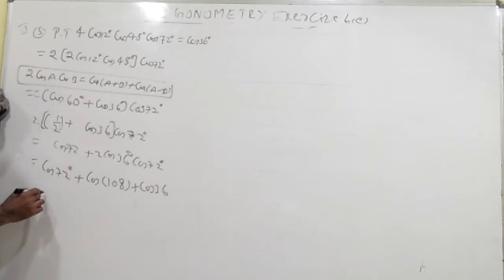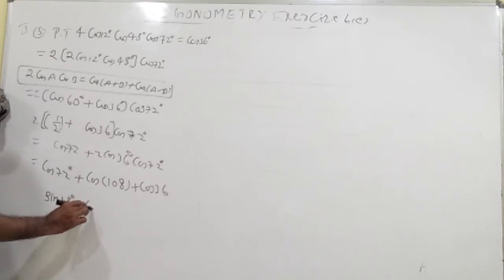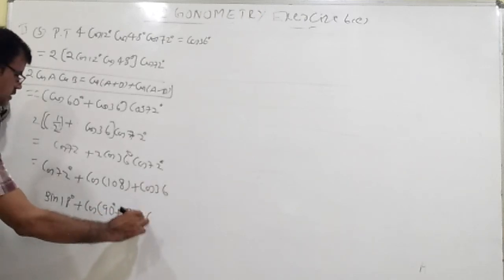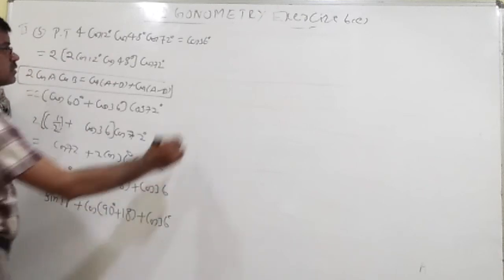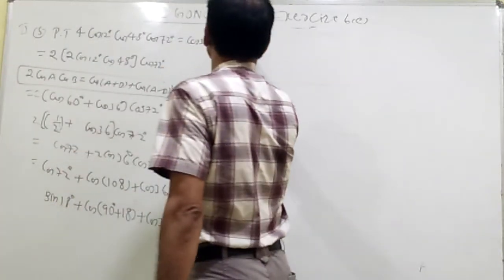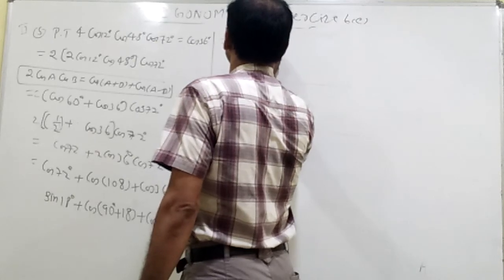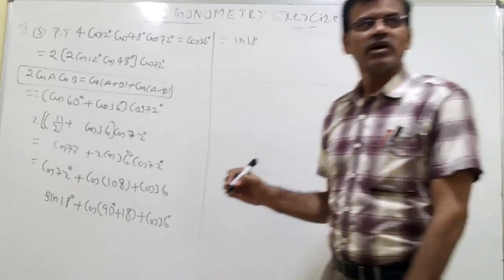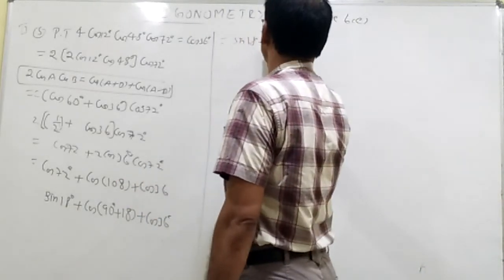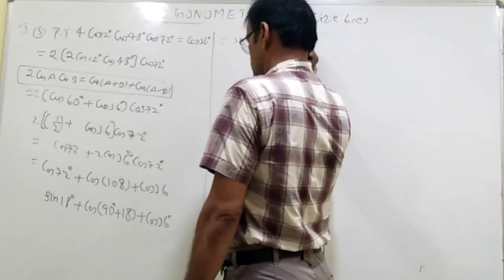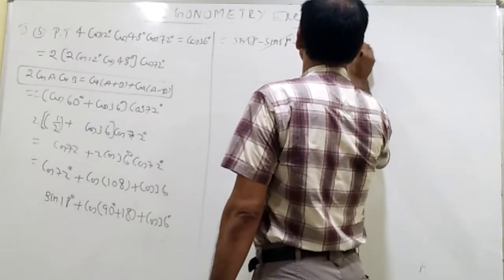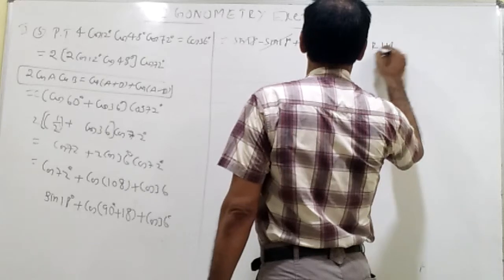Now you can write this one. Cos 72 is nothing but sin 18, plenty of times we have discussed. Now write like this: cos 90 plus 18 plus cos 36. Now sin 18 is there, and we know that cos 90 plus theta is minus sin theta. So sin 18 plus cos 36, sin 18 gets cancelled. We have only cos 36. It is RHS.